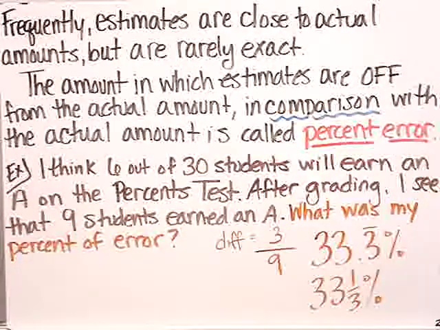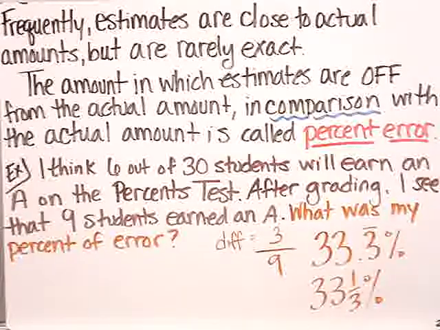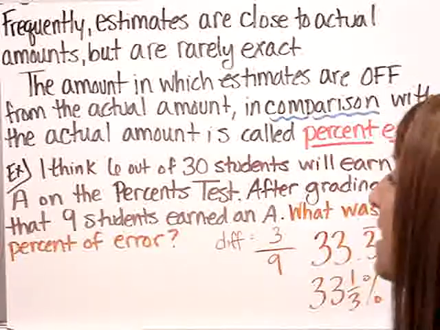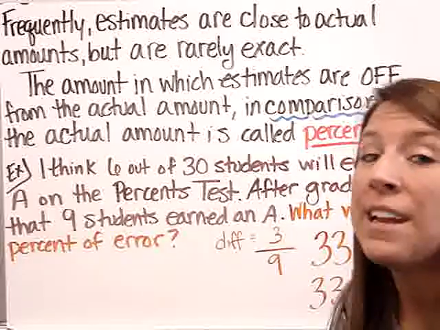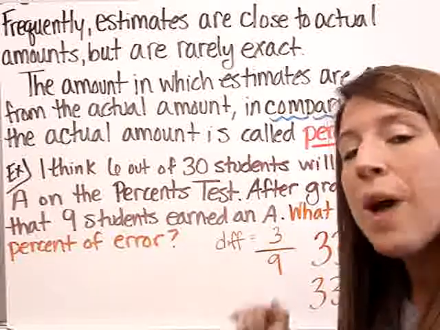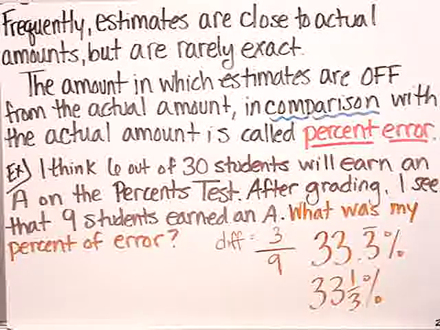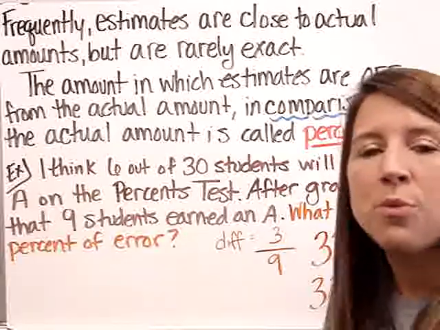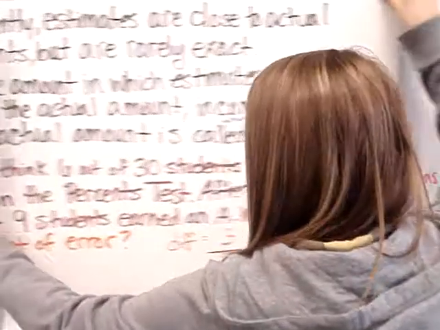Well, I am going to compare how much I was off. I was off by 3 because I thought 6 would earn an A, and it turns out that 9 did. So I was off by 3. And if I compare that numerically and in a ratio format to the number of students who actually got an A, I will see that I was off by 33 1/3%, because 3 out of 9, 3 divided by 9 is 0.3 repeating. 0.3 repeating converts to the percentage 33 1/3%.